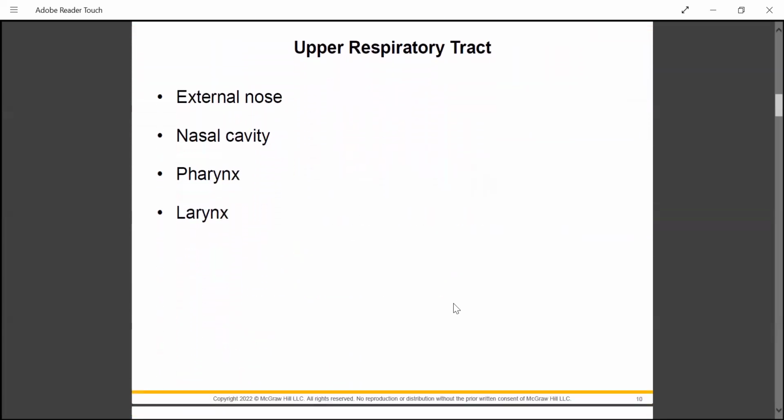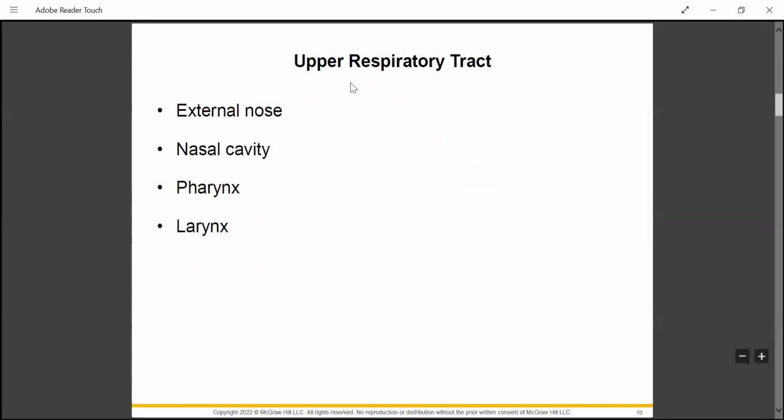So here's just another reminder. Upper respiratory is the external nose, the nasal cavity, the pharynx, and the larynx. I'm going to go ahead and pause there for a second because I'm getting a message that it is disconnecting. So we will come back with part 2.